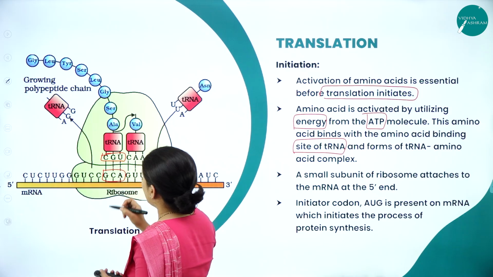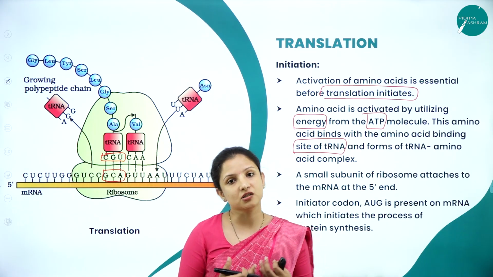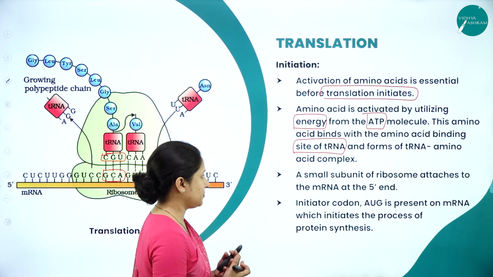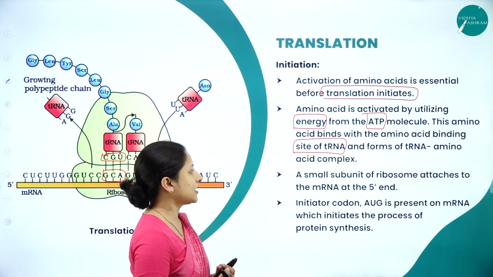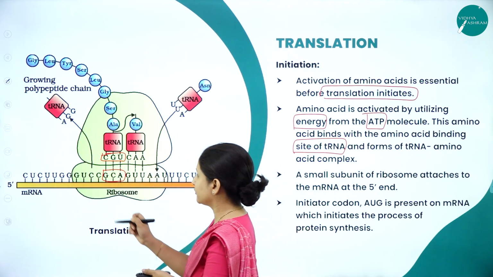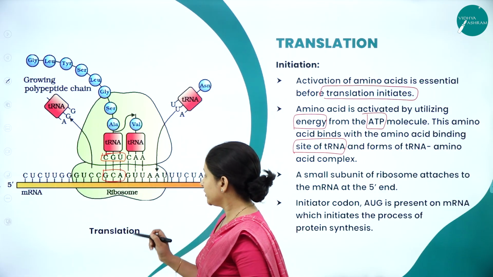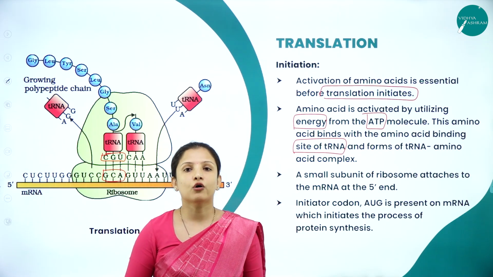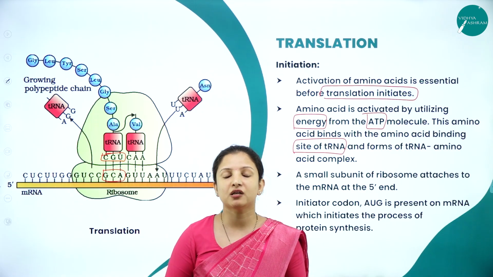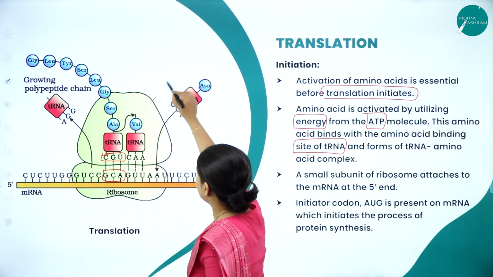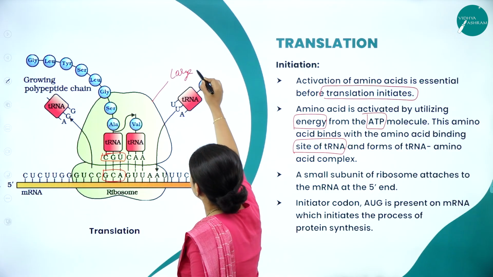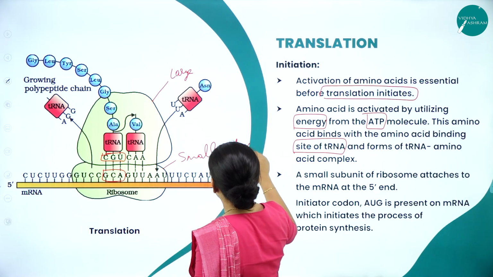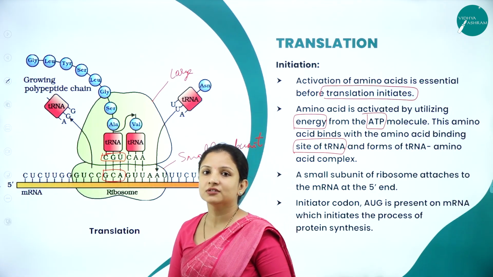When they bind, what will happen? For all this, a lot of energy is needed, and that energy is utilized from the ATP. A small subunit of ribosome attaches to the mRNA at the 5' end. You have learnt about ribosomes. Ribosomes are nothing but the organelles that synthesize proteins, and they're made up of two subunits, one large subunit and one small subunit. They will also be ready because they need to synthesize the protein.